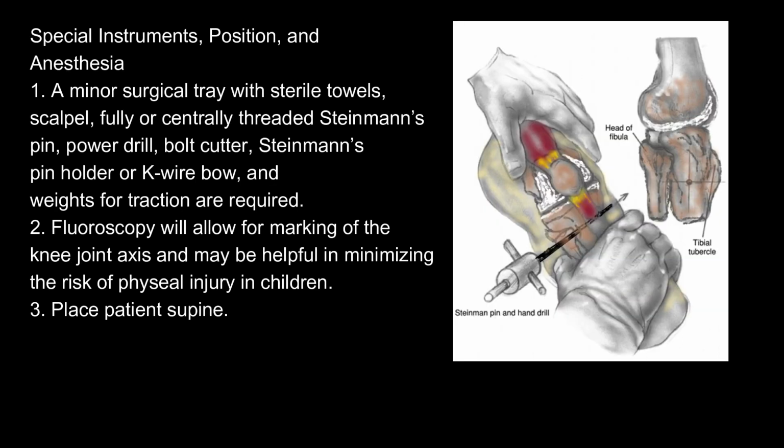Special instruments, position, and anesthesia. 1. A minor surgical tray with sterile towels, scalpel, fully or centrally threaded Steinmann's pin, power drill, bolt cutter, Steinmann's pinholder or K-wire bow, and weights for traction are required. 2. Fluoroscopy will allow for marking of the knee joint axis and may be helpful in minimizing the risk of physeal injury in children.